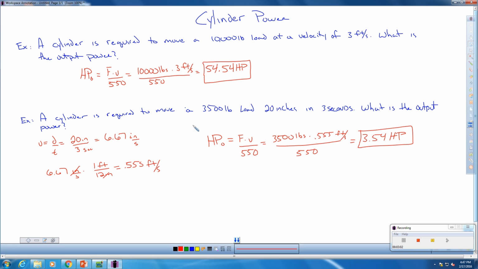So when we have a problem in this case, distance and time tell us, alright, I've got to get the velocity. Make sure our velocity is in the correct units. Once we're in the correct units, we can simply plug into the horsepower equation if we know our force.